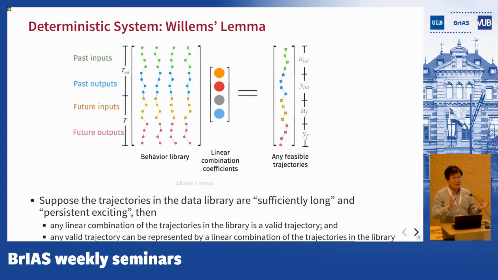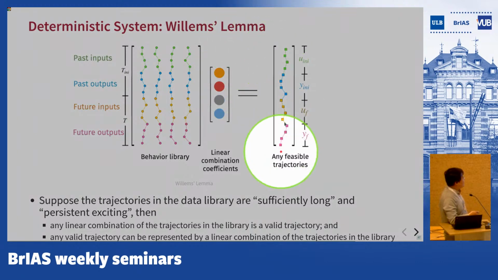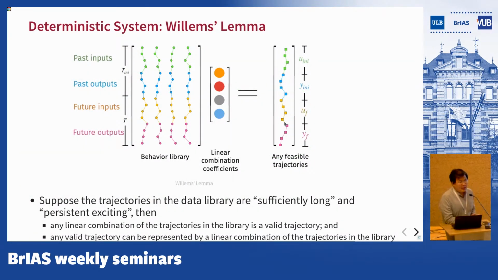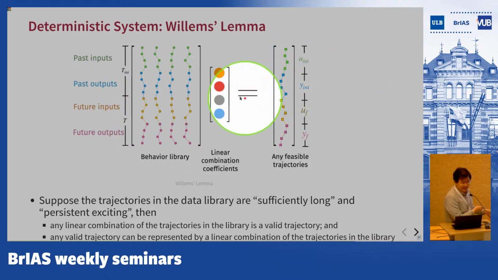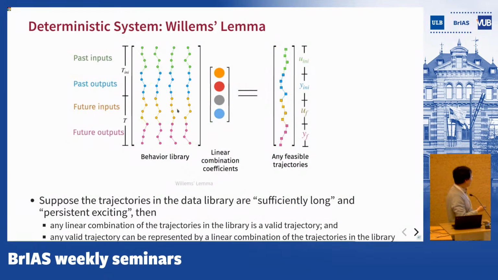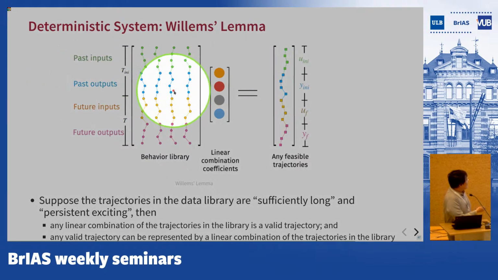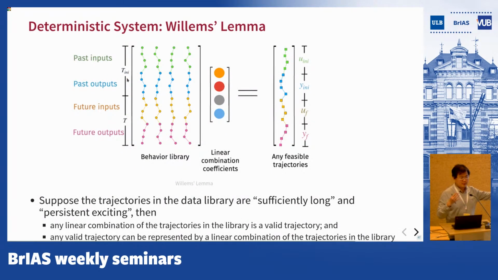So you can do a linear combination of the trajectories, and the output will also be a valid trajectory. On the other hand, this lemma also tells you that if certain conditions hold, then all the valid trajectories will be a combination of the trajectories that you store in this library. So the way you use this lemma is you collect some input-output data of the system. You collect enough data, and then all the possible trajectories will be a linear combination of the things I store in my behavior library. This is called a behavior model of the system.